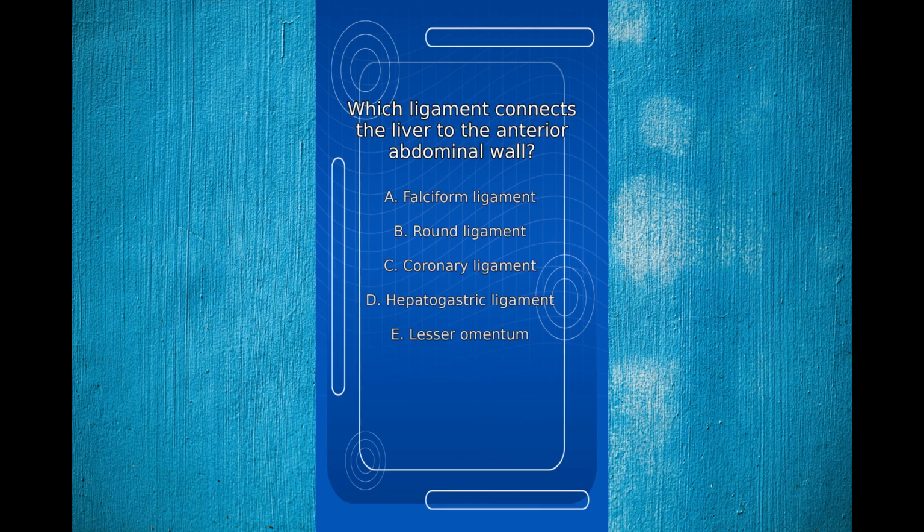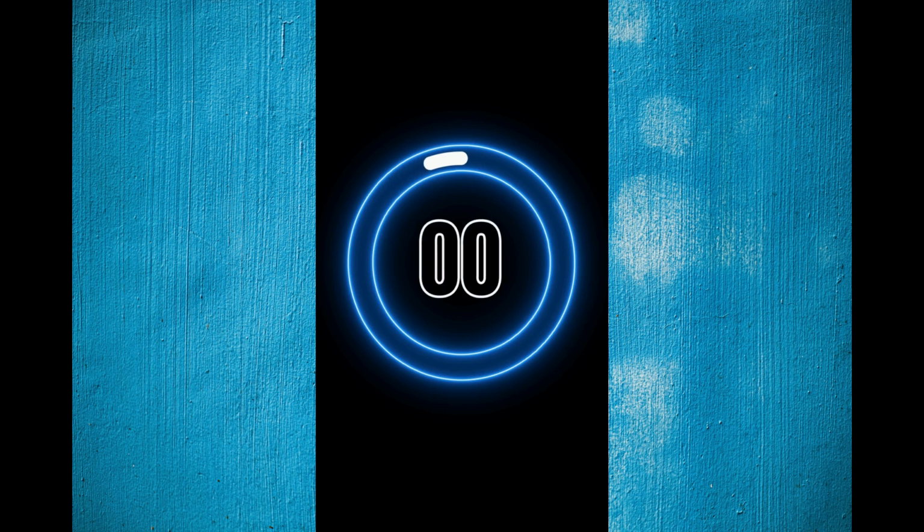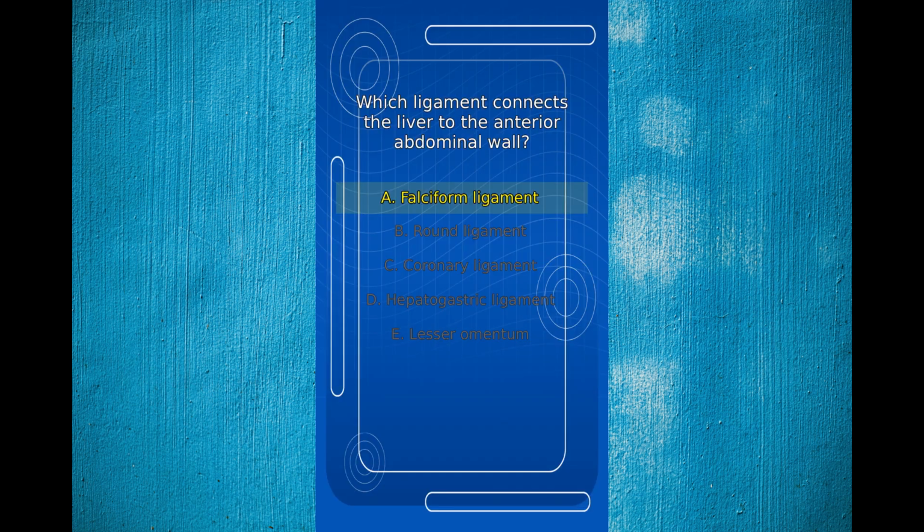Which ligament connects the liver to the anterior abdominal wall? The correct answer is A. Falciform ligament. The falciform ligament connects the liver to the anterior abdominal wall.